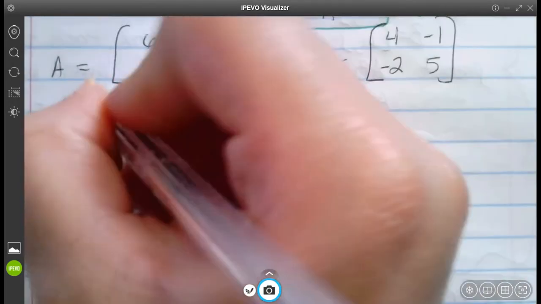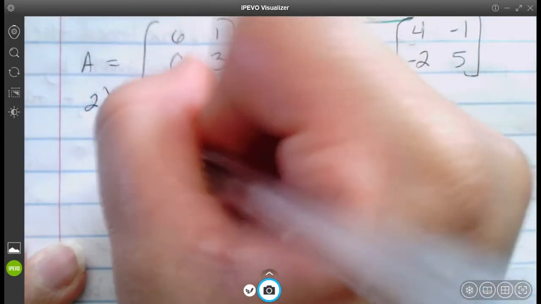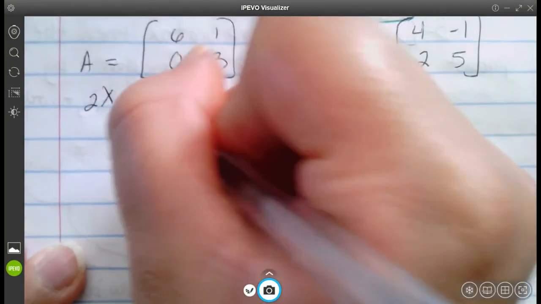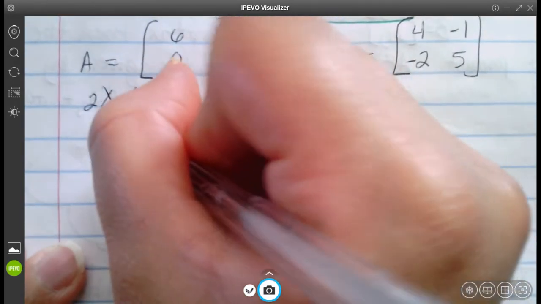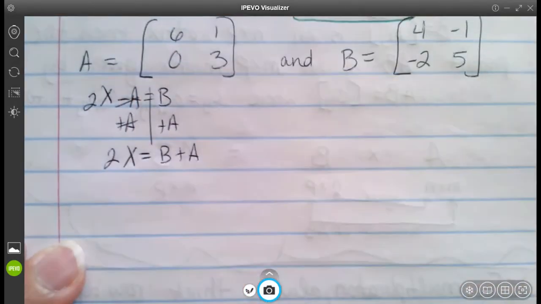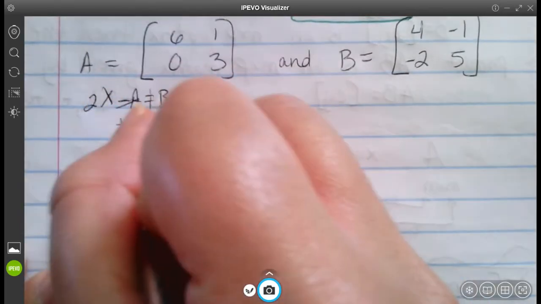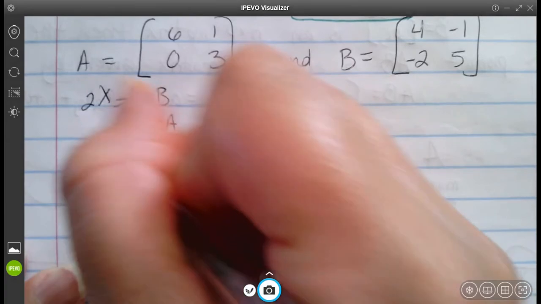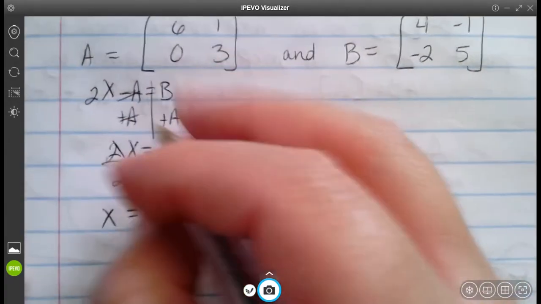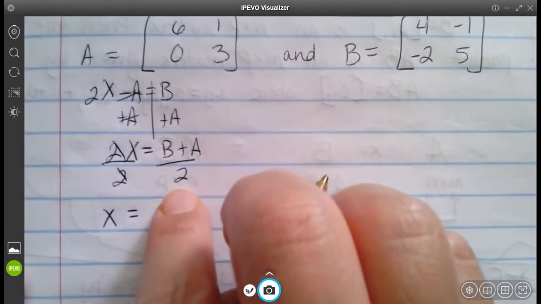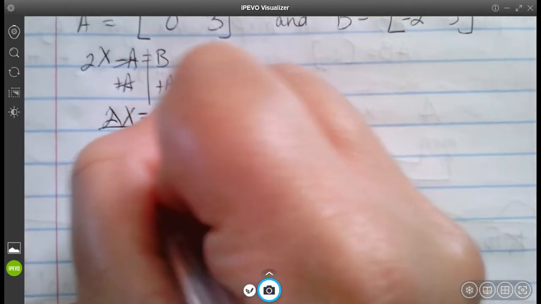2 times X minus A equals B. If I'm solving this, I would add A to both sides, which gives me 2X equals B plus A, or A plus B, however you want to do it. You can use your commutative property there. Then we divide both sides by 2. So X, capital X, which is a matrix of some sort, is equal to (B plus A) over 2. But since we're not used to dividing matrices, I'm going to pull that 2 out and turn it into a 1/2.